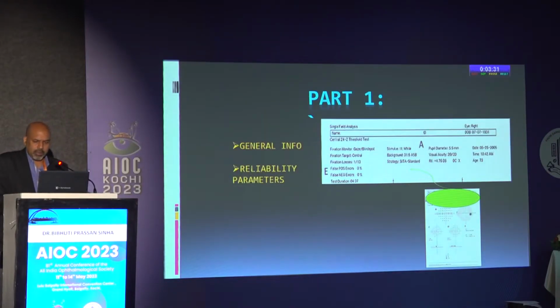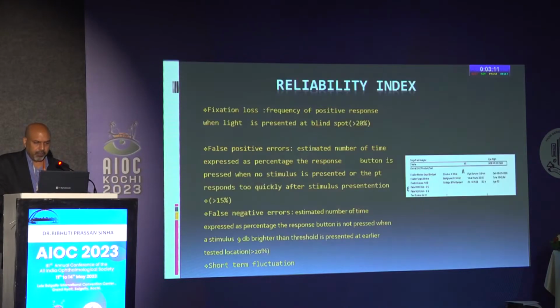In part 1, the stimulus size will be there, background will be there, the test strategy has to be seen, the refractive status has to be seen, and then the reliability index. Please make sure that your macular foveal threshold matches with the visual acuity of the patient. Coming to the reliability indices, there are fixation loss, false positive, and false negative.